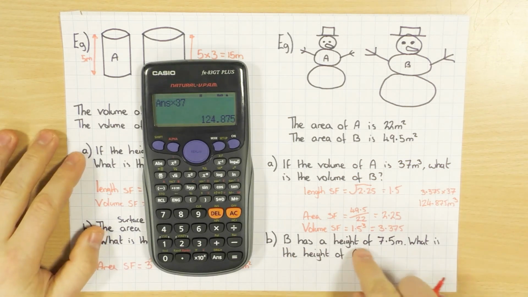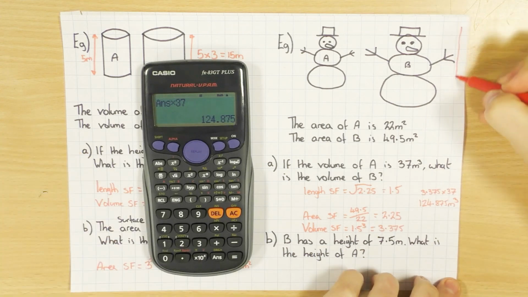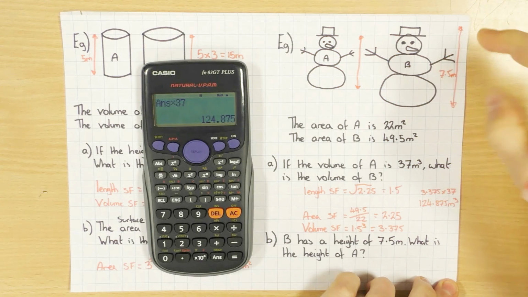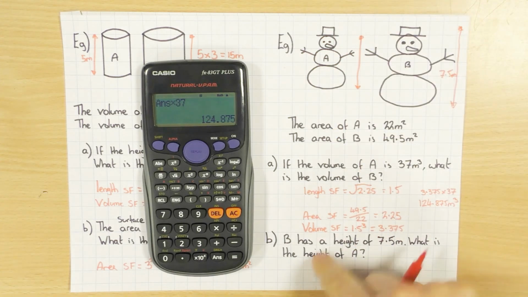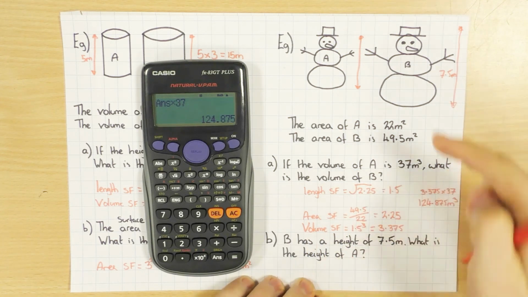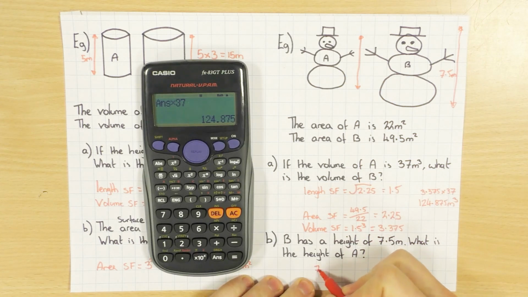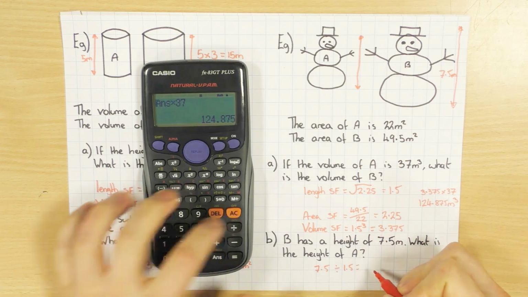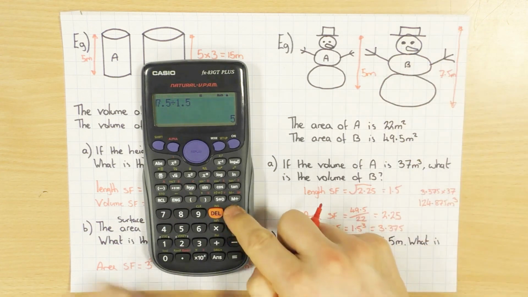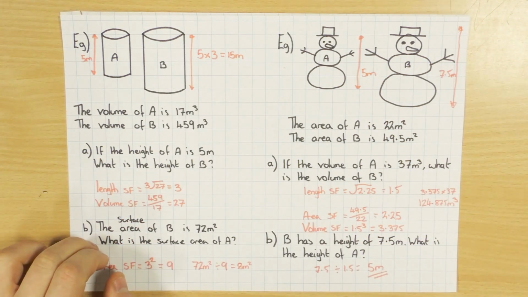And last one here, it says B has a height of 7.5, so again, you can draw it if you wish. 7.5 meters. What is the height of A? So I'm going big to small. I'm comparing the heights, so I'm comparing lengths, so I'm going to be using the length scale factor of 1.5, and because I'm going from big to small, I'm going to divide, so 7.5 divided by the length scale factor 1.5, so 7.5 divided by 1.5 gives me 5 meters for the height of A. So hopefully that makes sense.